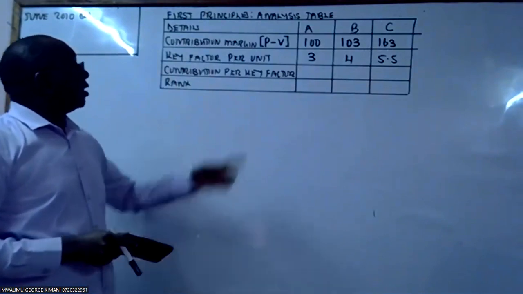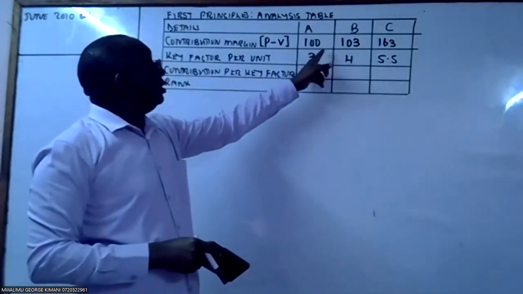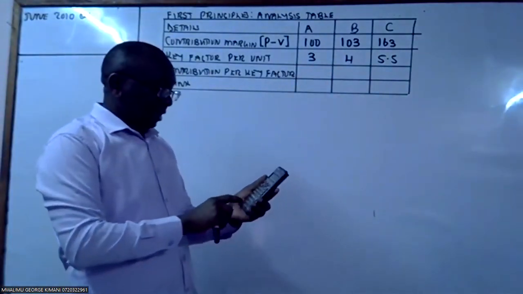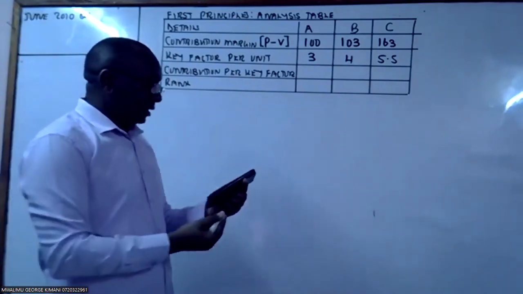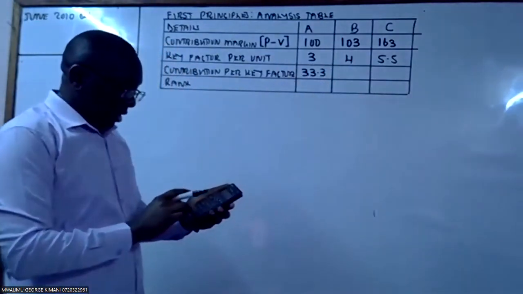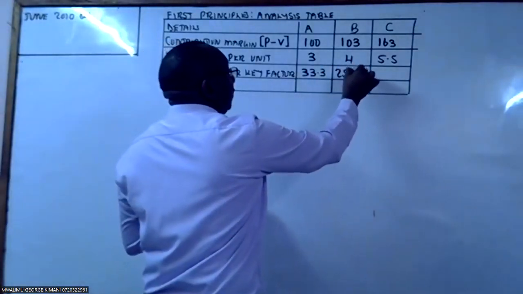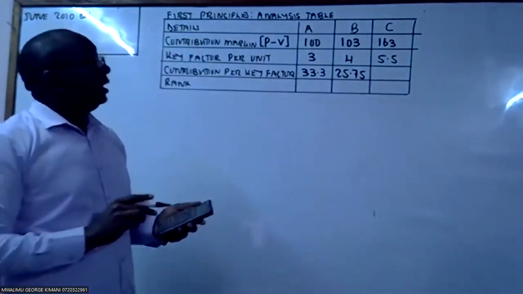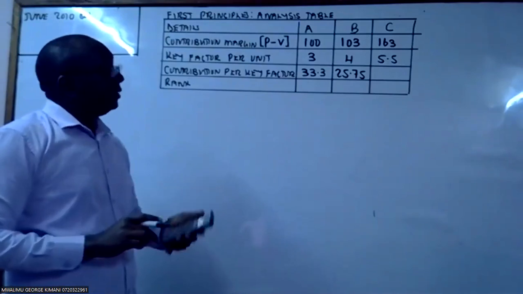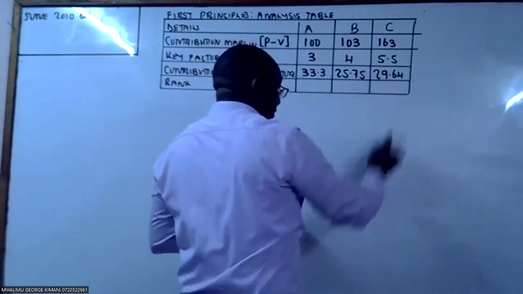After that, the contribution per key factor, you get it by dividing the contribution by the key factor. So it will be 100 divided by 3. That gives us 33.3. 103, you divide by 4. That gives us 25.75. And then 163, you divide by 5.5. That gives us 29.64.